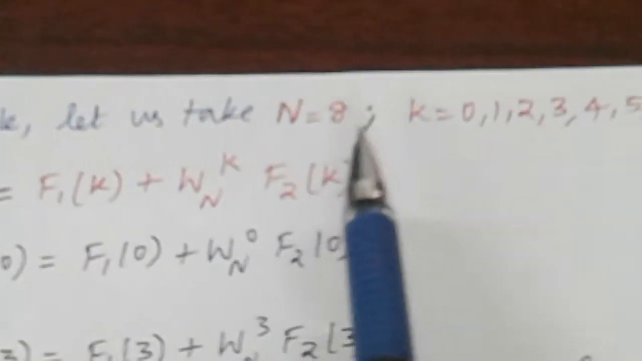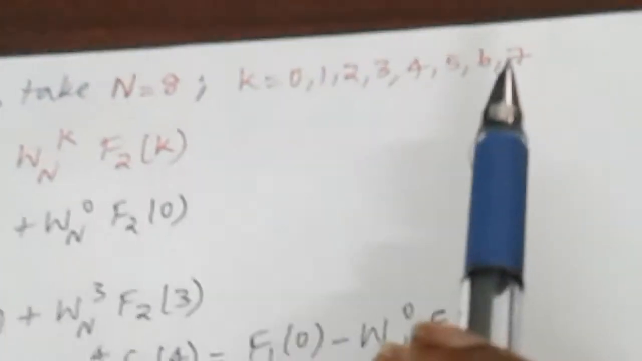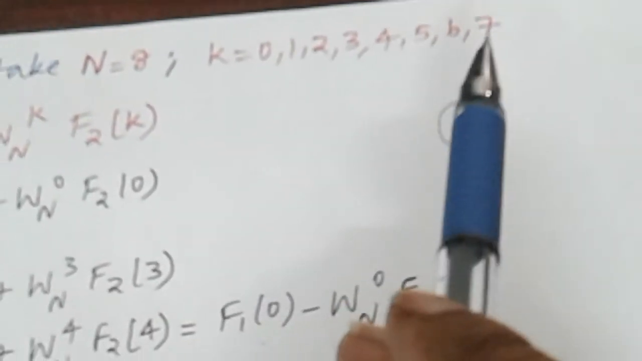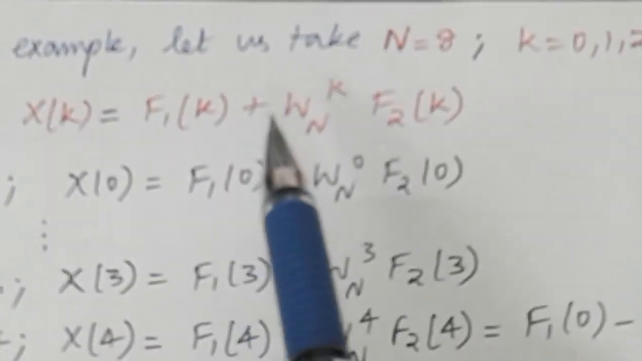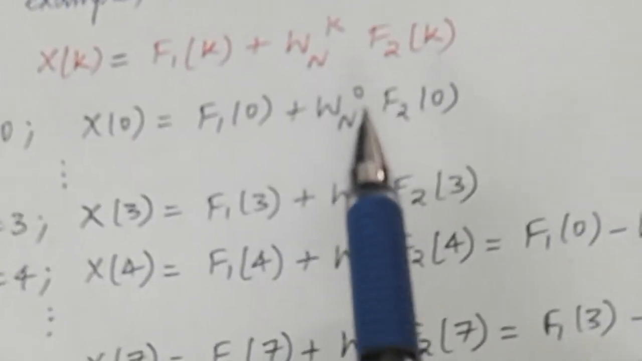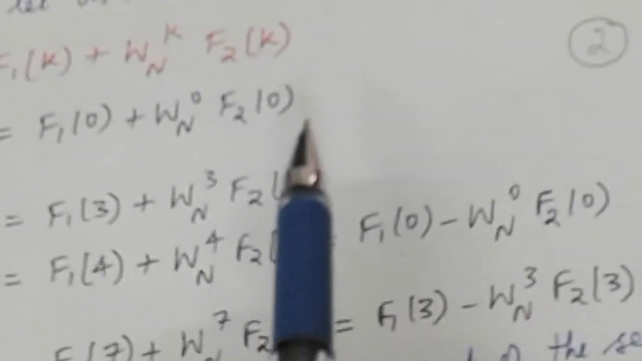For example, if you take N equal to 8, k is equal to 0 to N minus 1, right? So capital N minus 1 means 8 minus 1, it is 7. So we got the equation X of k is equal to F1 of k plus W_N power k F2 of k. Now if we substitute k is equal to 0, we get X of 0 equal to F1 of 0 plus W_N power 0 F2 of 0. Now k is equal to 1 means we get X of 1 equal to F1 of 1 plus W_N power 1 F2 of 1.